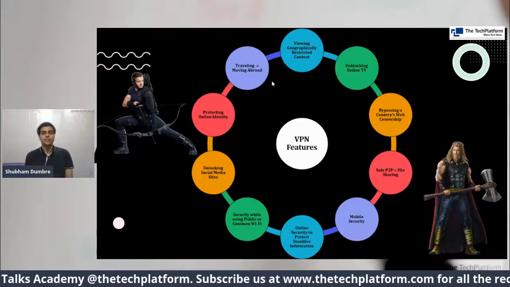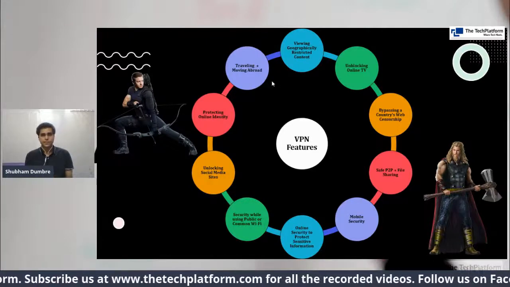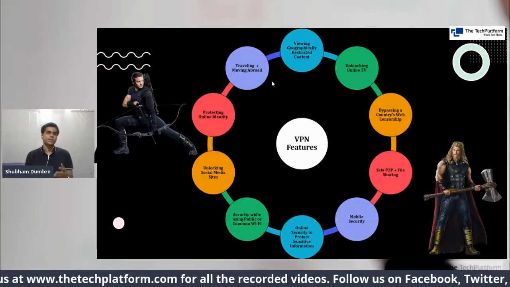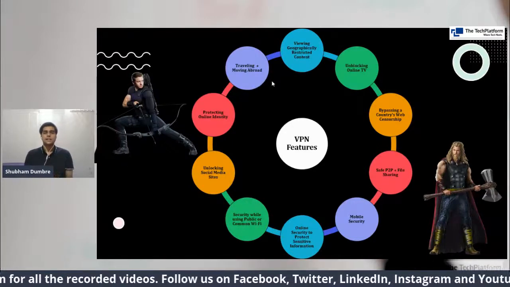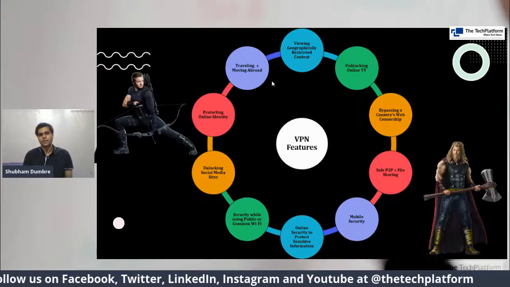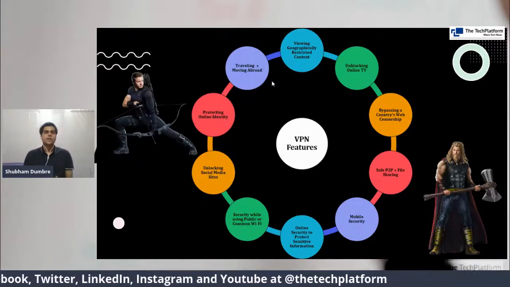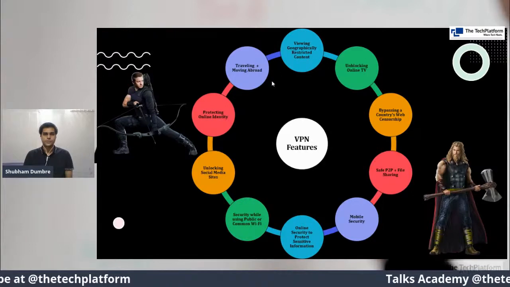Next is safe P2P file sharing. File sharing from remote access and all is possible with a VPN. You can share it, and safe point-to-point connections can also be established using a VPN. Next is mobile security. As you know, we can be very safe with all our transactions and all sorts of stuff. Apart from that, as our location is constantly moving in the case of mobiles, we can safeguard ourselves by using VPNs.